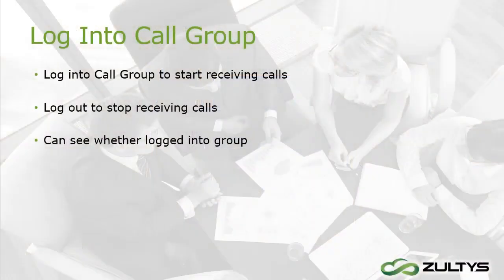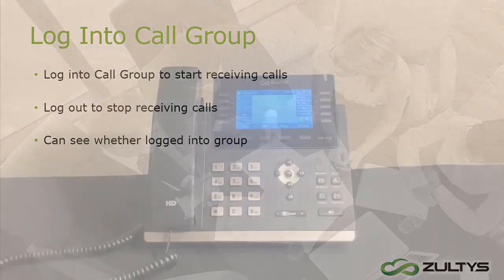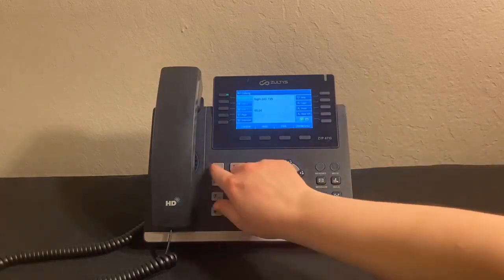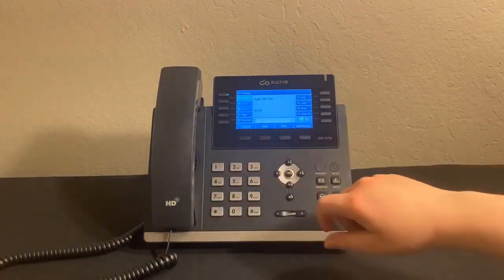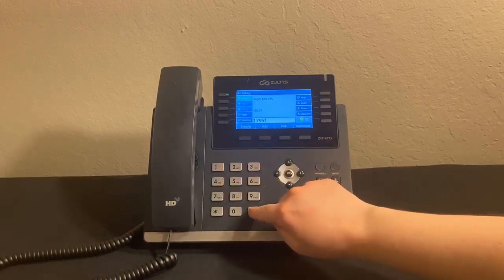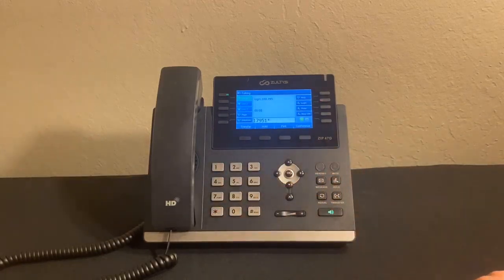If you are a call group member, a button can be configured to log you into a call group right from your phone. For example, when I get into the office in the morning, I will press this button, enter my voicemail password, which is also referred to as PIN, and the system will automatically log me into the call group. So I can start receiving group calls right here on this device.